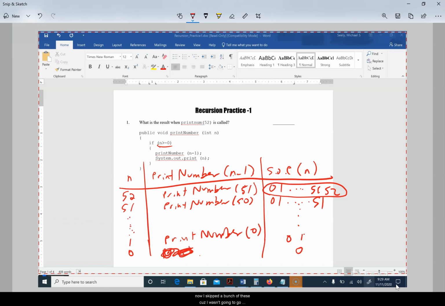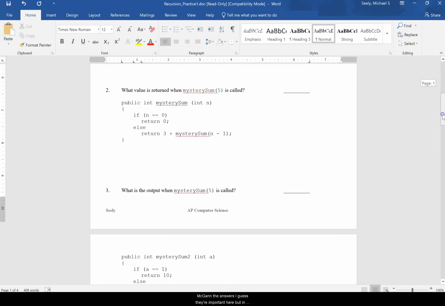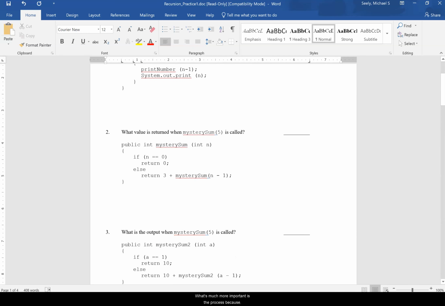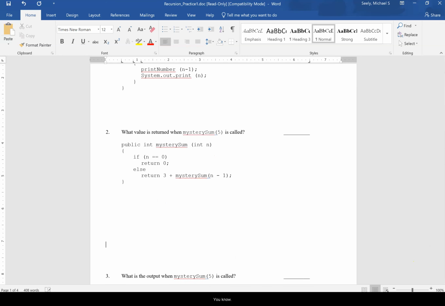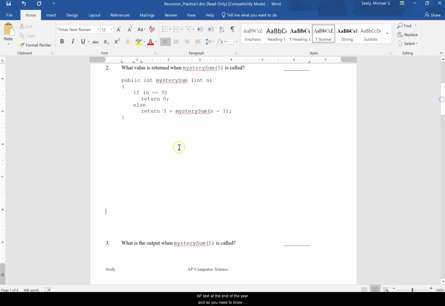Now, I skipped a bunch of these because I wasn't going to go through this 50 times, and neither should you, but that's kind of how that works, okay? That's how I would write that out. So if I ask you to write out something like that on a test, you would do it something like this, okay? And again, the answers, I guess, are important here, but in my mind, what's much more important is the process, because who knows what they're going to throw at you on this AP test at the end of the year, and so you need to know how to solve for all of them, okay?